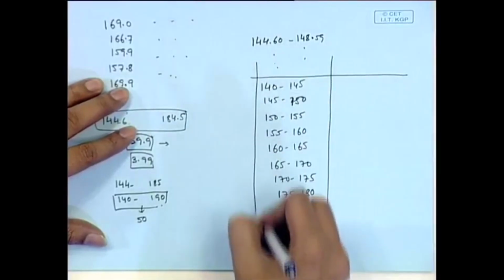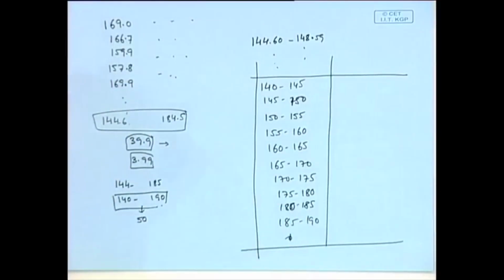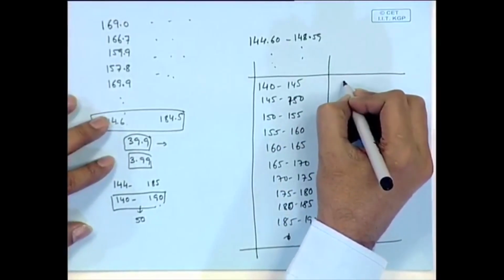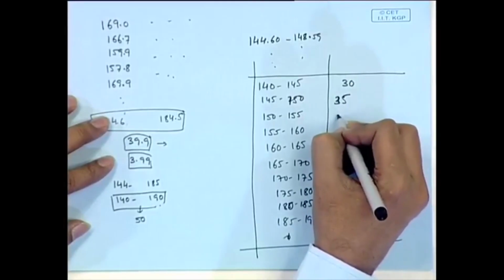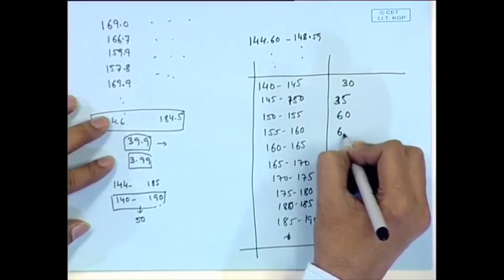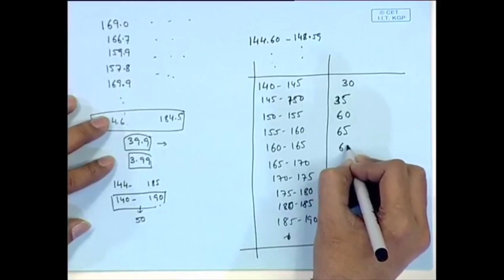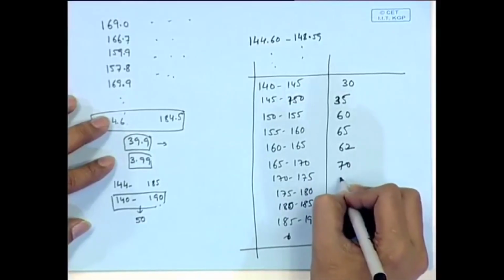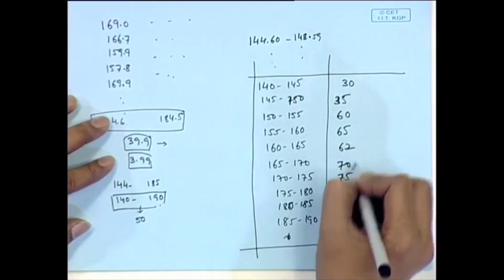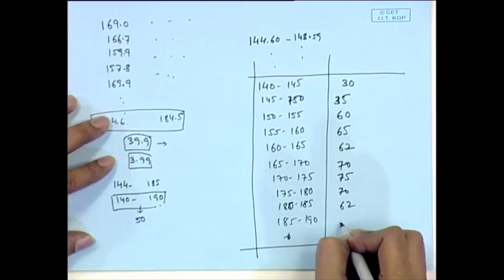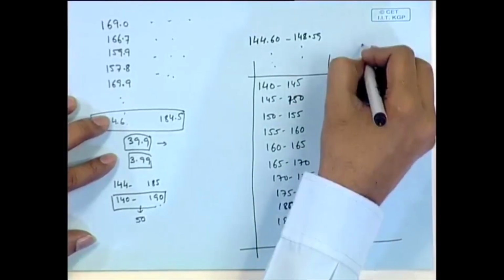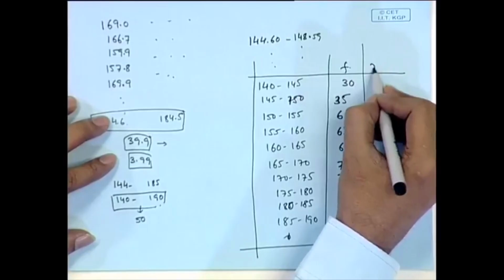And in the next column, we will put the number of people occurring in each. So, the numbers may be like, say, 30, say 35, 60, 65, maybe say 62, 70, 75, maybe again 70, 62, 51, etc. Again, here we may consider frequency as well as relative frequencies.